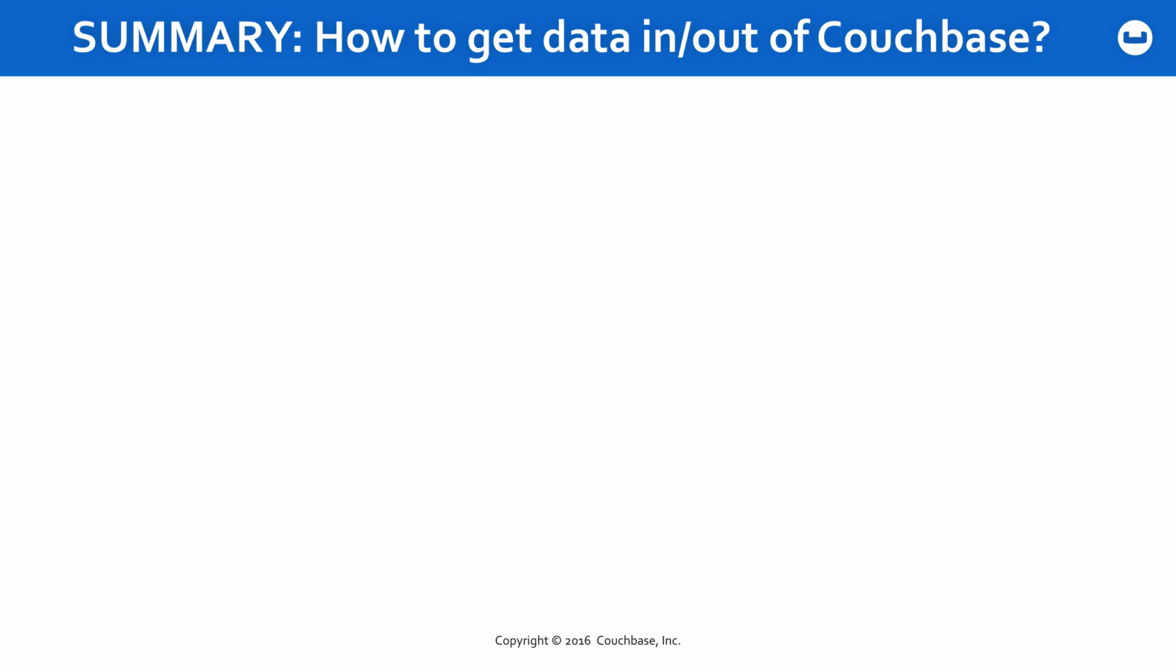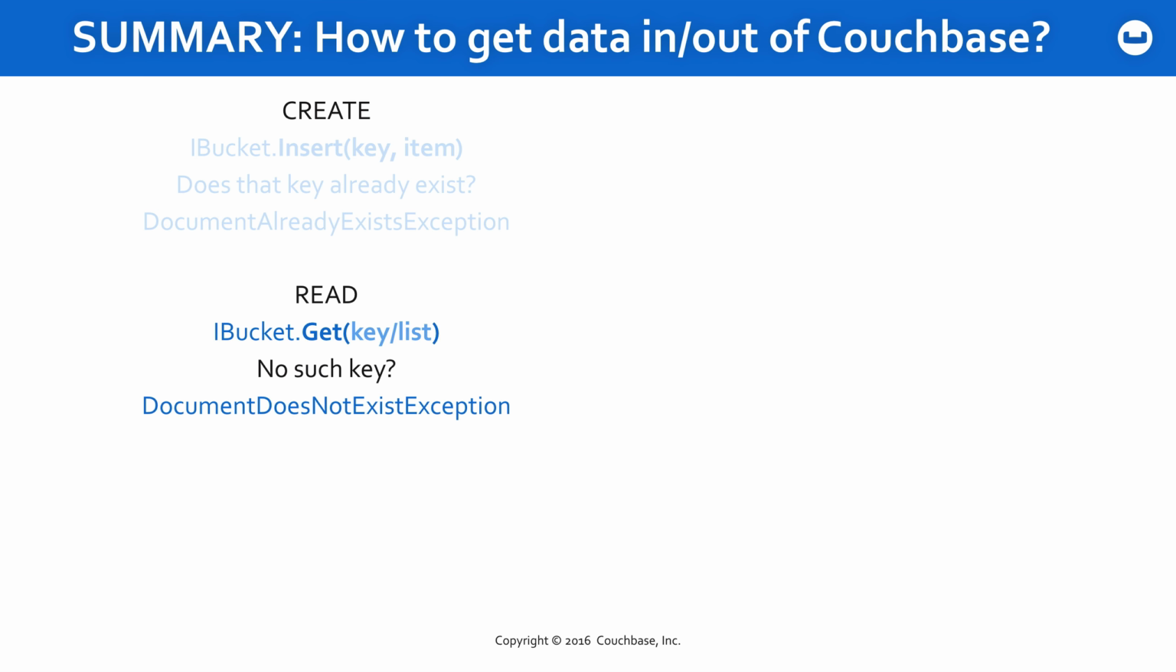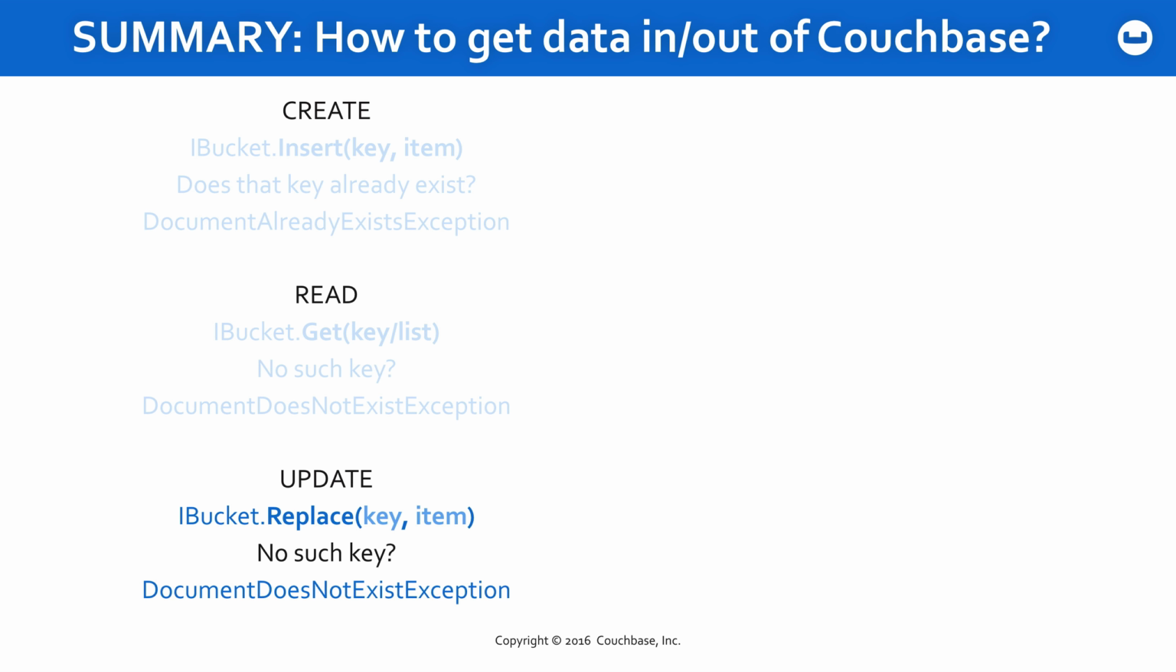Now when you get back, this is the end of the course. So let's take a quick review of everything we've looked at on getting data in and out of Couchbase. You can insert new documents, insert key item pairs. You can read documents using the get operation of the bucket, and you pass that a specific key or a list of keys that you want returned. To update documents, that's the replace operation. You replace a particular item, a particular document at a specified key.